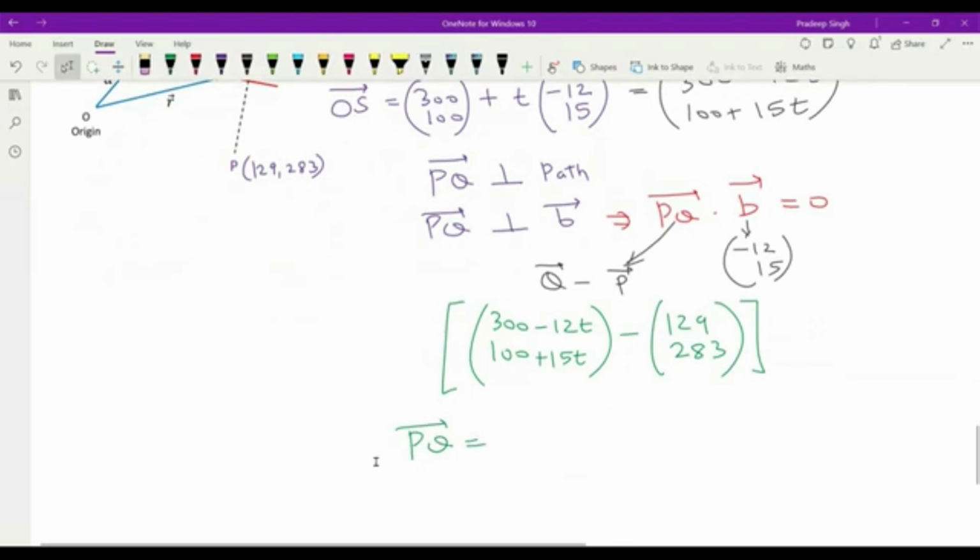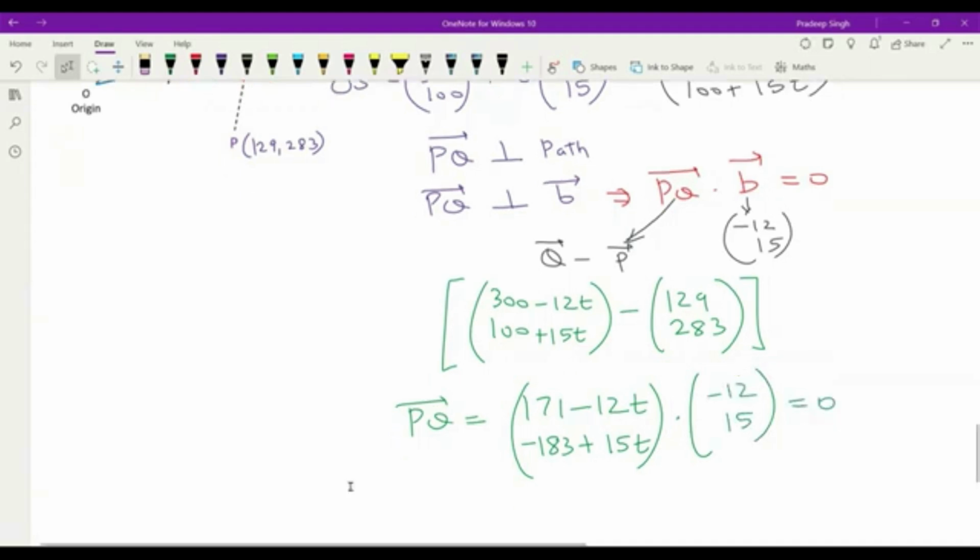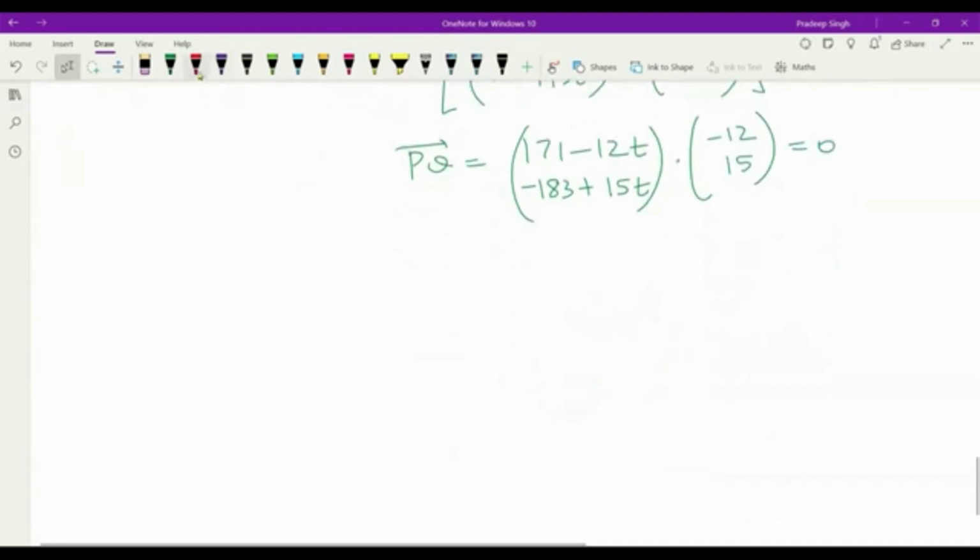Let's simplify this to get the actual expression for the vector PQ. We get 300 minus 129, which simplifies to 171, so 171 minus 12t is the x coordinate. For the y coordinate, we do 100 minus 283, which is -183, plus 15t. So that's the vector PQ. Now we are supposed to take the dot product of PQ with the vector b, which is (-12, 15), equal to 0. Now let's simplify this dot product to get the value of time.